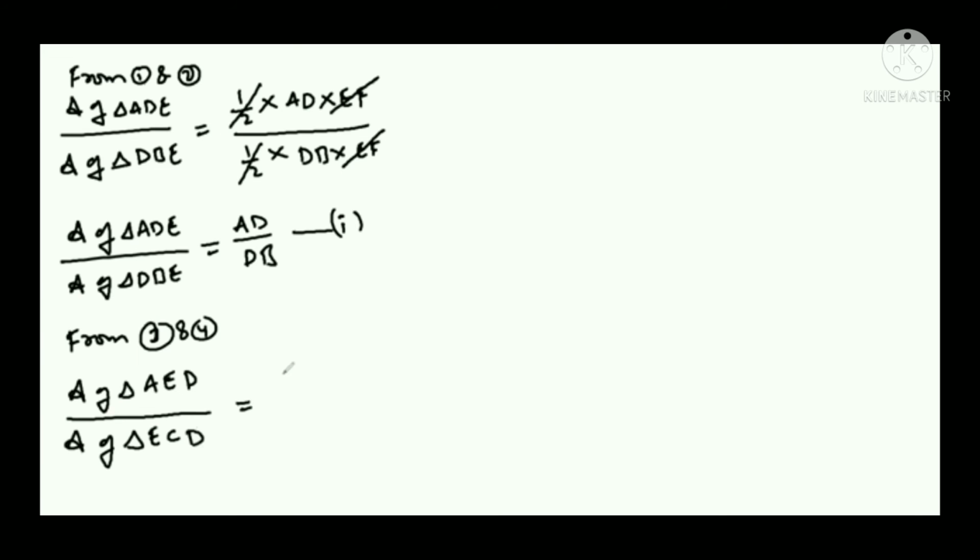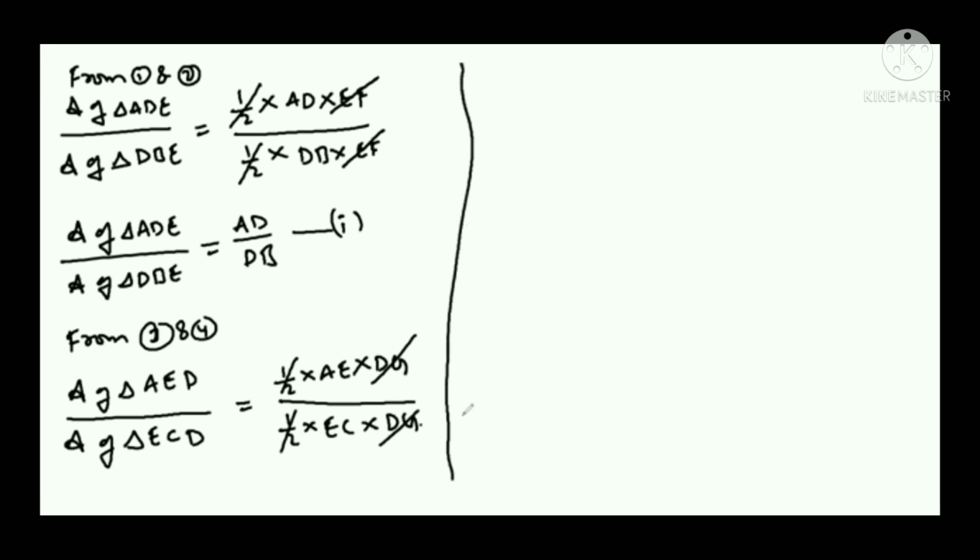So this will be half into AE times DG divided by half into EC times DG. So half gets cancelled, DG gets cancelled. So now what are we getting here? Area of triangle AED divided by area of triangle ECD is equal to AE divided by EC. You take this as the second equation.